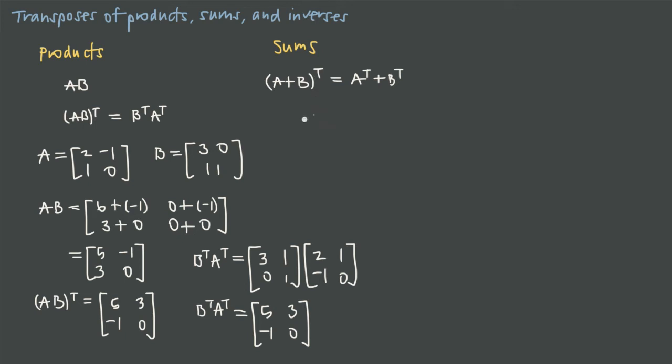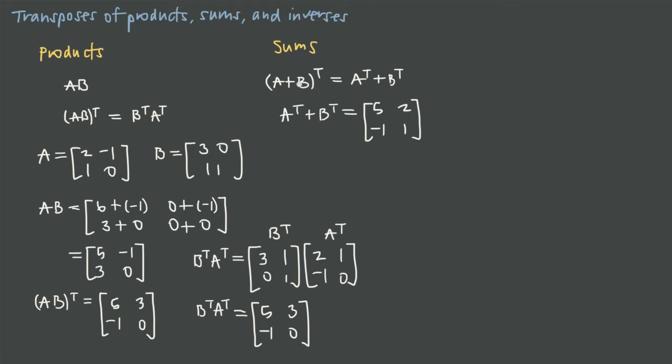So to show that that's true, we could use these same matrices A and B. We already know their transposes, A transpose and B transpose. We said that this was B transpose and this was A transpose. So if we add those together to get the right-hand side of this formula, A transpose plus B transpose is equal to, 3 plus 2 is 5, 1 plus 1 is 2, 0 plus negative 1 is a negative 1, and 1 plus 0 is 1. So that's the sum of the individual transposes.